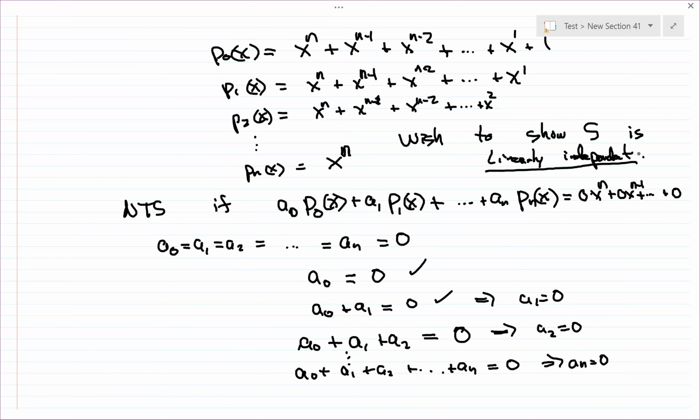Now, if you had other polynomials here, and you were able to get one polynomial as a linear combination of the others, then that would be showing that that collection of polynomials is linearly dependent. Okay.